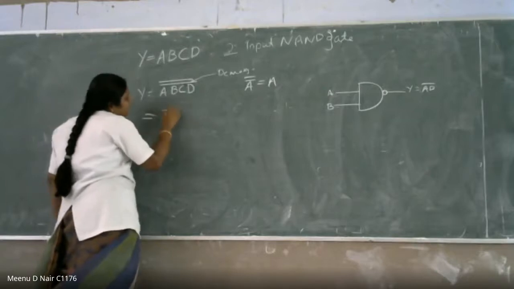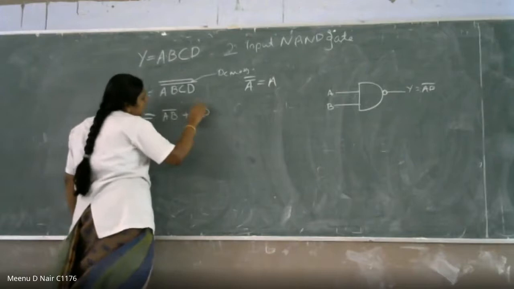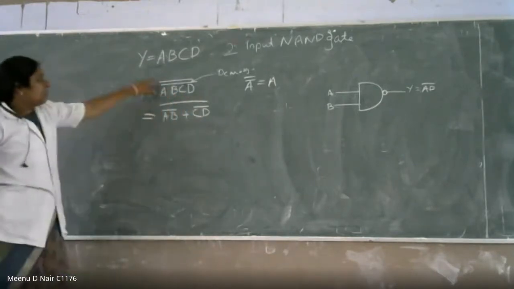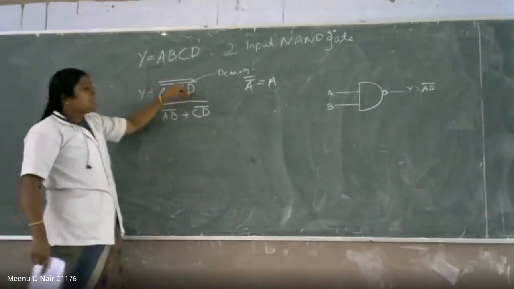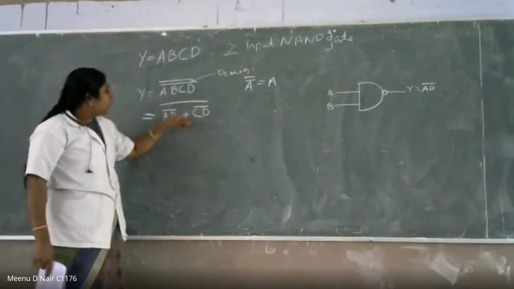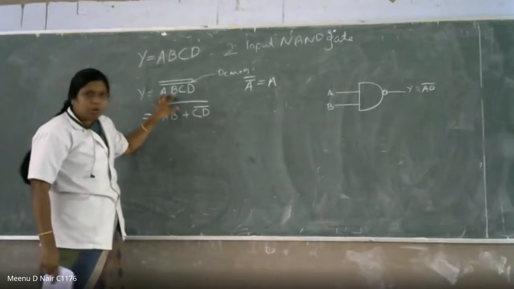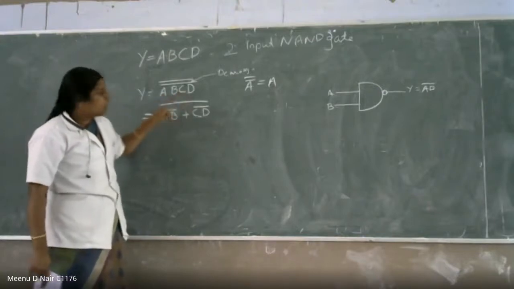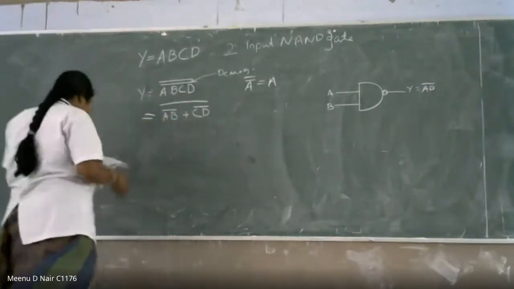AB bar plus CD bar, all bar. The first bar is there itself. You are applying De Morgan's to the first one. So AB bar plus CD bar. You are considering AB as a group, A into B. So you are considering AB bar plus CD bar.